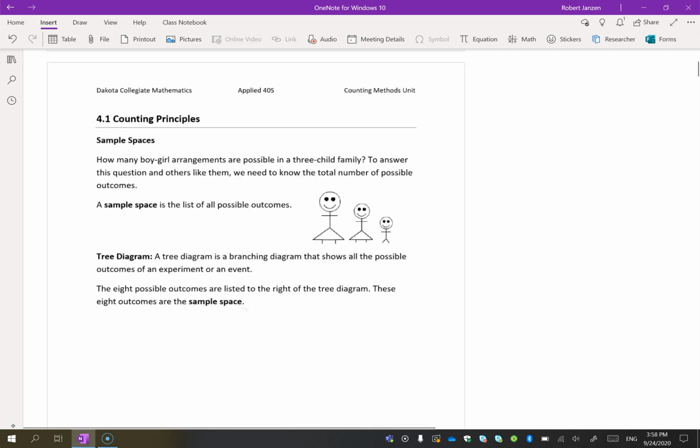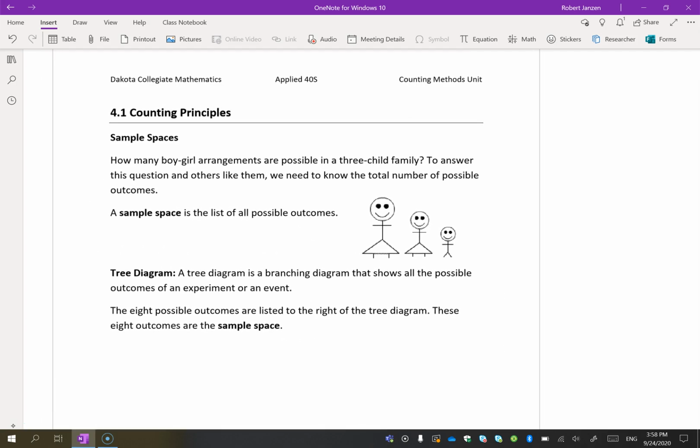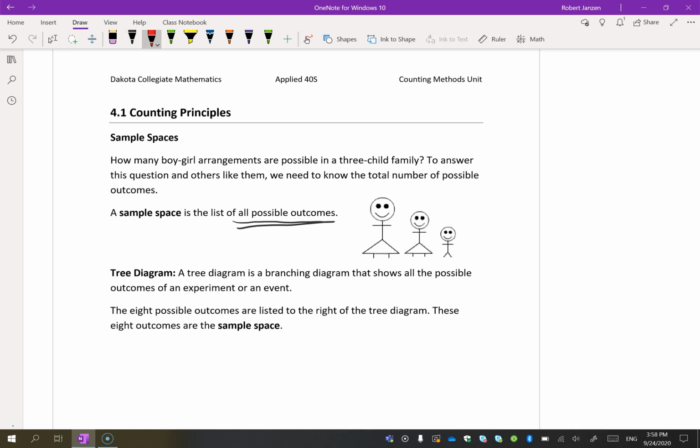Okay, first of all, I want to talk about what's called a sample space. A sample space is basically showing you what some possibilities are. So a sample space lists the possible outcomes. Okay, well, I don't even know what you mean by possible outcomes, you're saying. Well, let's look at this first question.